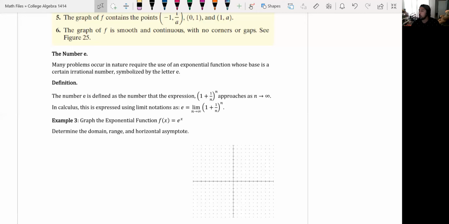All right. So where the number e comes from is this lovely expression. The number e is defined as the number that the expression 1 plus 1 over n to the nth power approaches as n approaches infinity. In calculus, this is expressed using limit notation: the limit as n approaches infinity of 1 plus 1 over n to the n will equal e. So let's find out what that number e is.